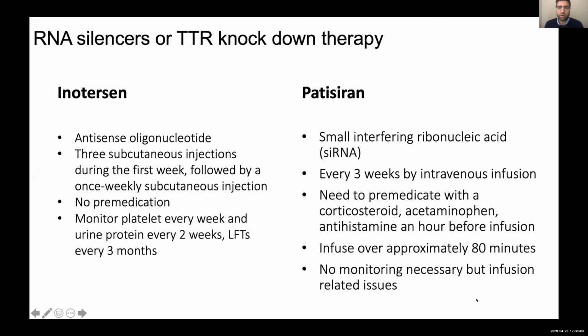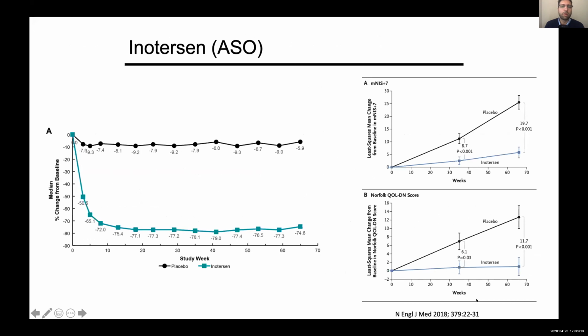With this drug, you don't have to monitor the platelet or the kidney. You could sometimes have an infusion-related reaction, and usually adjusting the medication can help. This is a picture that shows you on the left side the suppression of the TTR production.